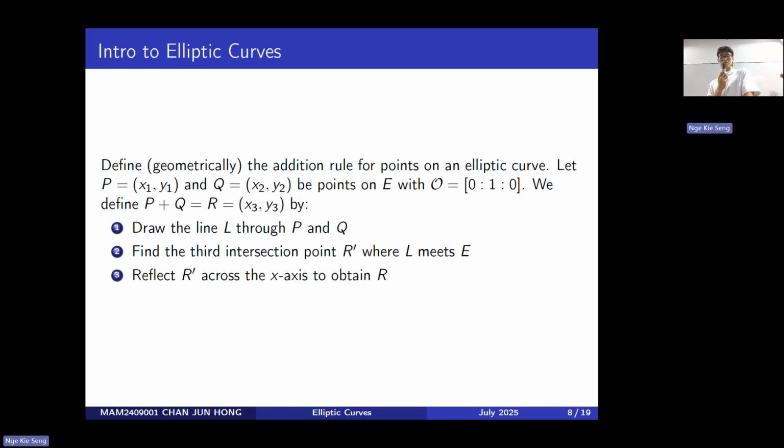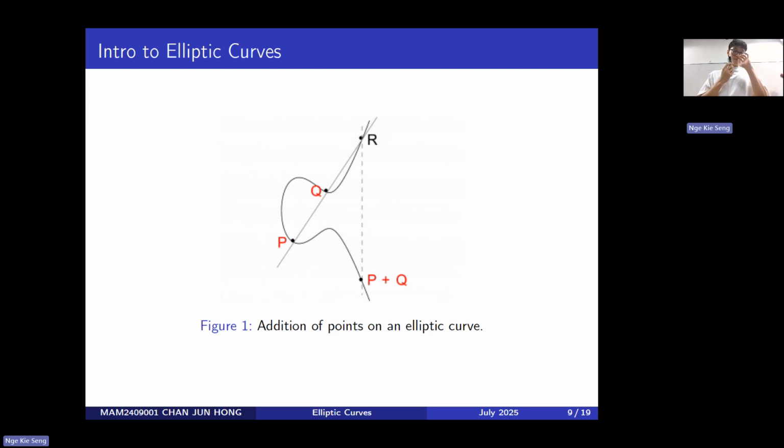And so how do they add to each other? So the first step is to draw the line L through P and Q, and then we find the third intersection point R prime where L meets E. Then we reflect R prime across the x-axis to obtain R. So to see this better, we see that from P to Q, and then we draw the line to R prime. It's supposed to be R prime up there, and then it reflects down to R, which is P plus Q.